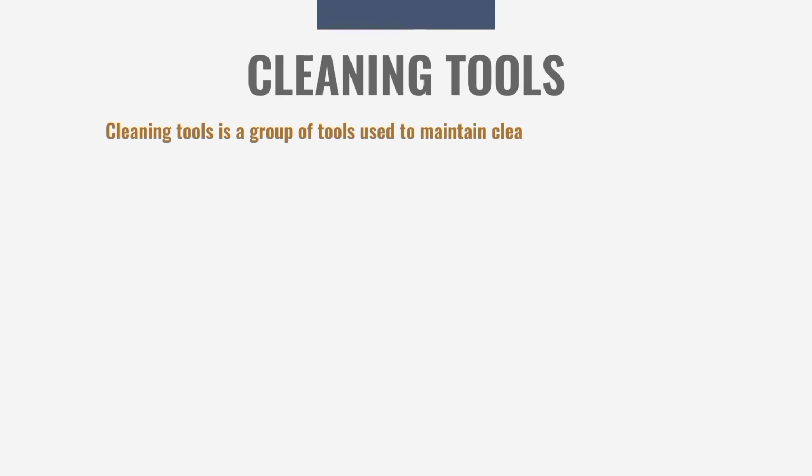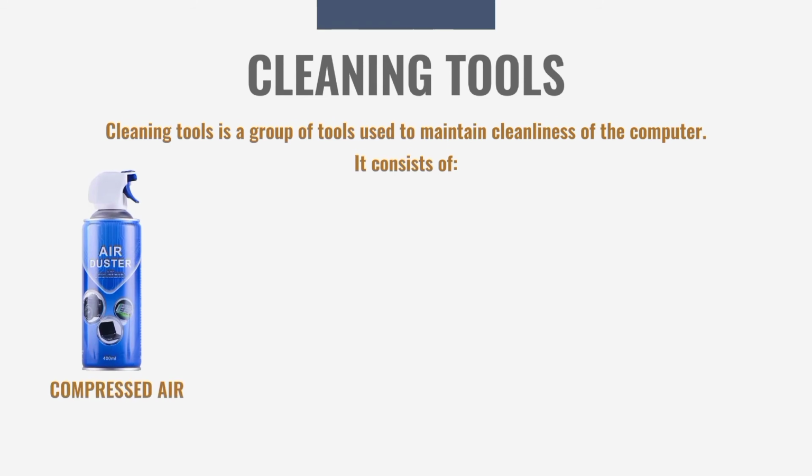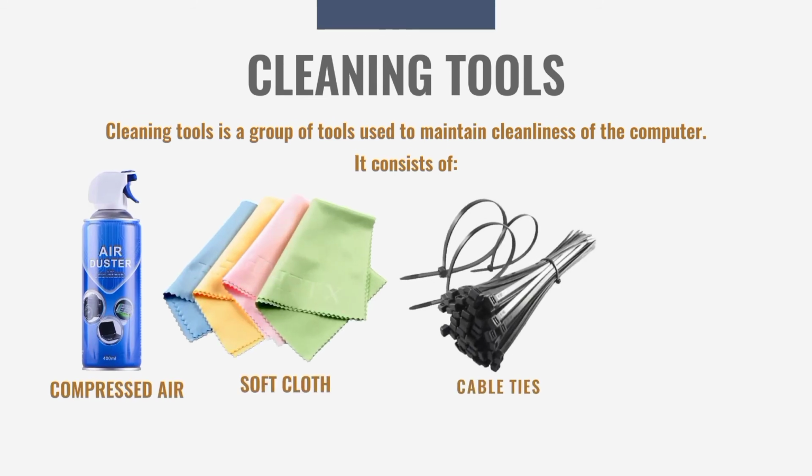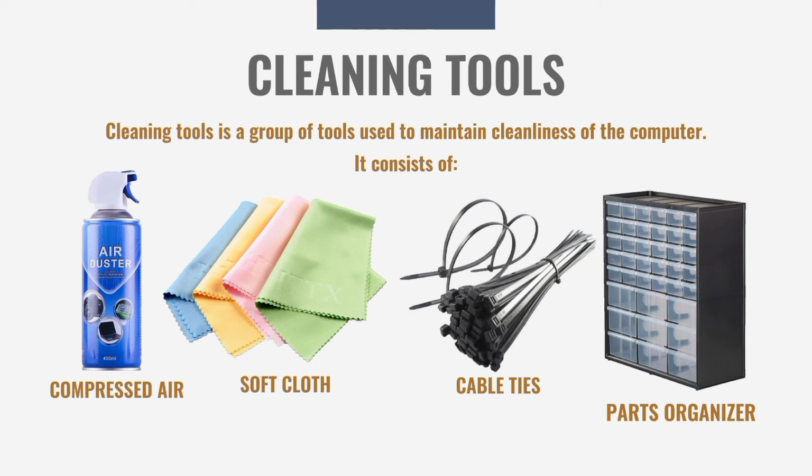Cleaning tools is a group of tools that are used to maintain cleanliness of the computer. It consists of compressed air, soft cloth, cable ties, and parts organizer. Compressed air is used to blow away dust and debris from different computer parts without touching the components. Soft cloth is used to clean different computer components without scratching or leaving debris.